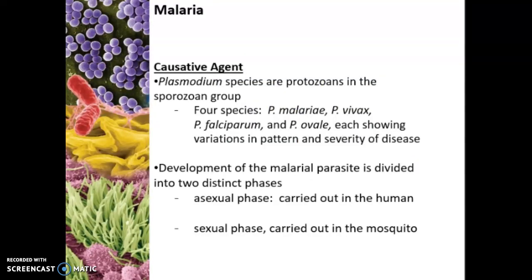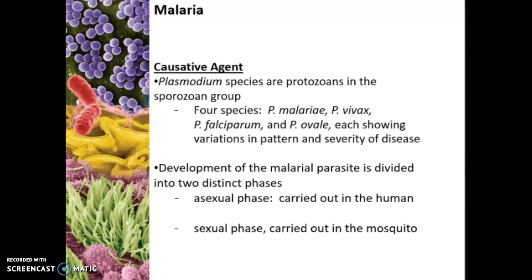So it's caused by Plasmodium. This is a genus of protozoan, and there are 4 different species that cause it. So there's Plasmodium malariae, Plasmodium vivax, Plasmodium falciparum, and Plasmodium ovale. All of these show a different pattern and severity in disease, and the reason for this is basically because the specific species, the protozoan, is actually able to infect different life stages of the red blood cell.